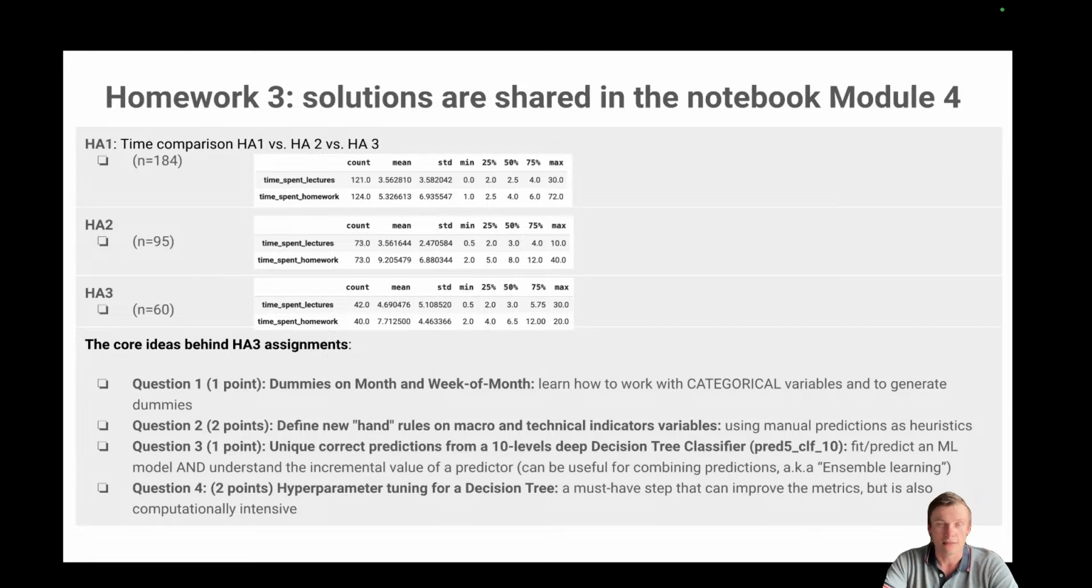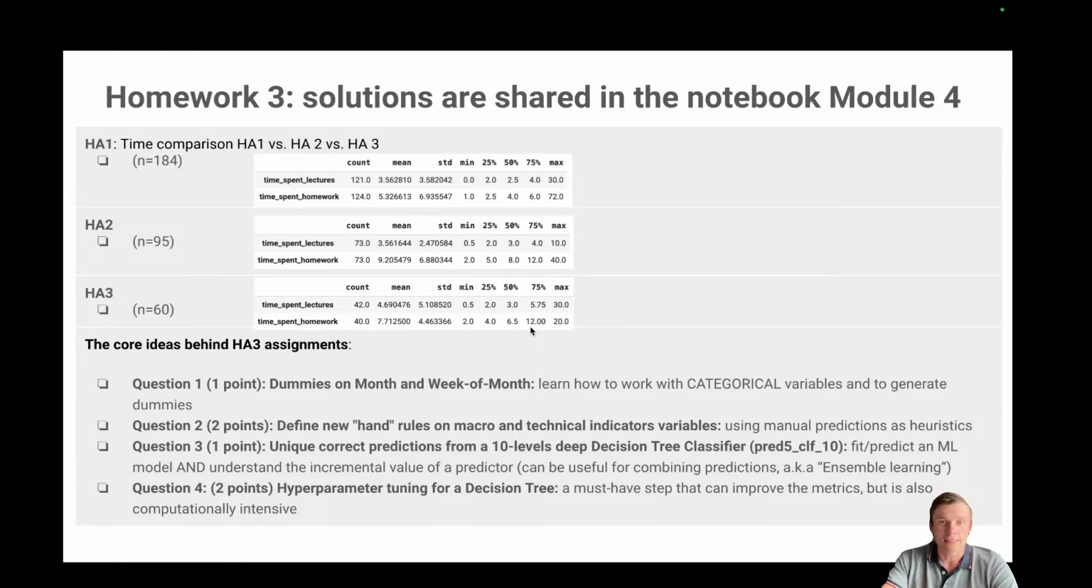As you can see, the number of people who are responding is dropping approximately 50%. Hopefully, we will have some of you finishing all home assignments and finishing capstone projects. If we want to compare the time spent on homework, we started from 2.5 to 6 hours for homework 1, then 5 to 12 hours for homework 2, and now it's 4 to 12 hours for homework 3.